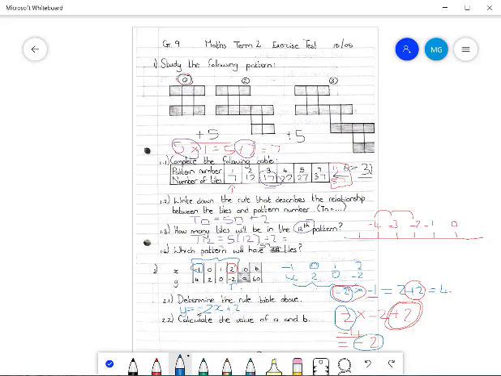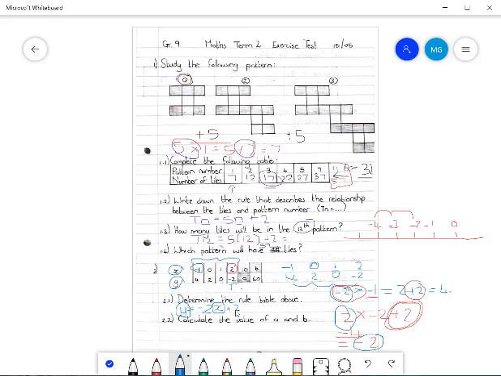Now that's my rule. Quickly take note. When I work with terms like this, pattern numbers, I use Tn, nth term. But when I have x and y, if I want to get y, I need to use y here. How do I get y? And what do I do to x? So I need to use x there. Okay, so that's my rule for this pattern. Y equals -2x plus 2.